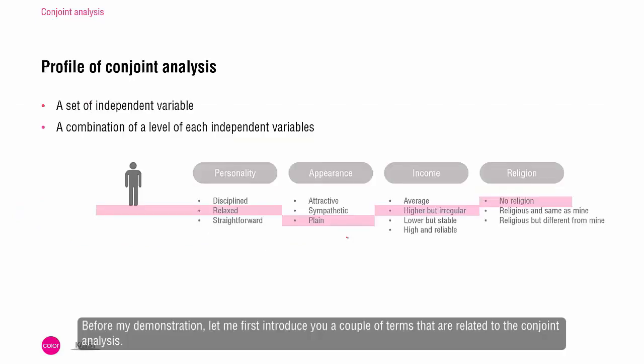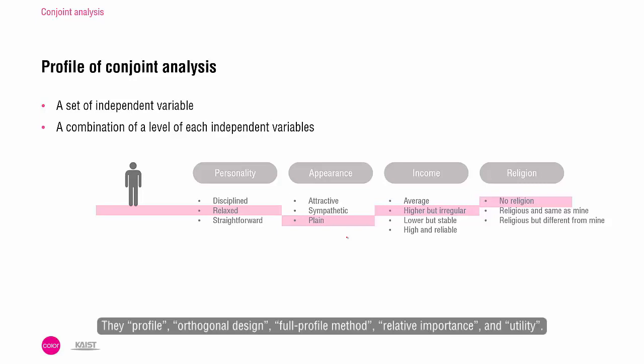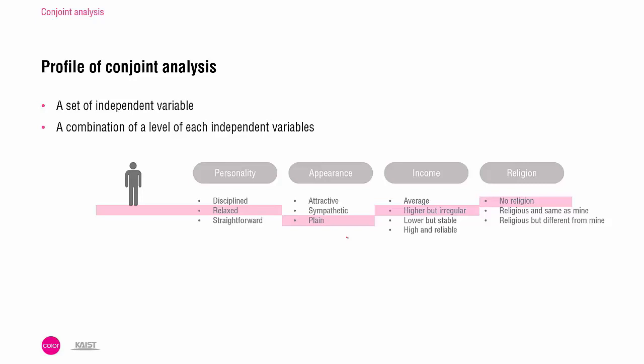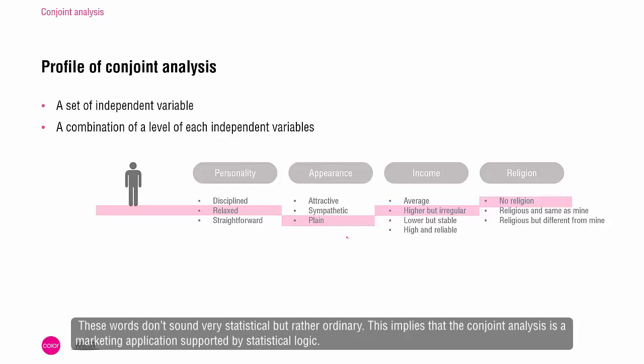Before I show you how to perform the conjoint analysis in a software, let me first introduce you to a couple of terms that are relevant to understand the conjoint analysis. The terms are profile, orthogonal design, full profile method, relative importance, and utility. When you listen to these words, they don't sound very statistical. They sound rather ordinary words. This implies that the conjoint analysis is a marketing application supported by some statistical logic.